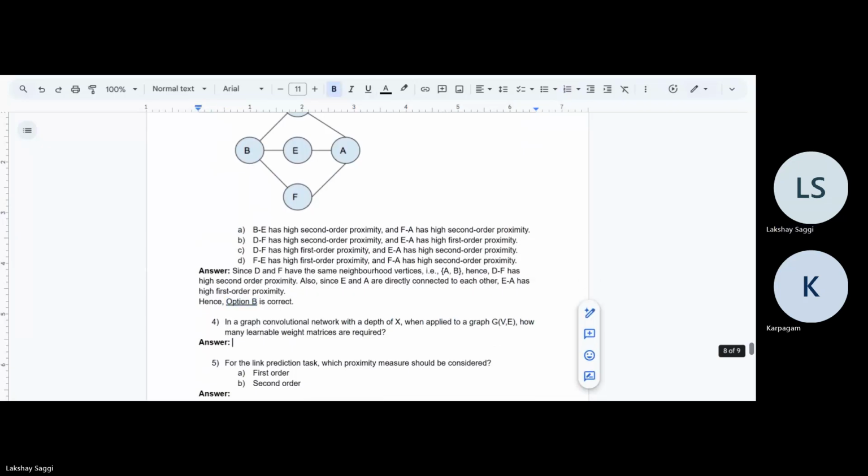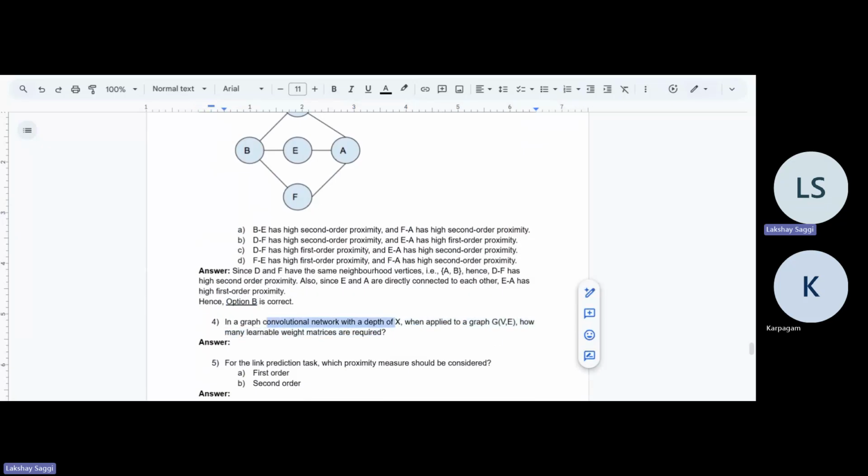And then the fourth question says that in a graph convolution network with a depth of x, when applied to a graph G(V, E), how many learnable weight matrices are required? So maybe you can go through the lecture videos. I did not discuss this much, but you can go into the lectures to understand this.